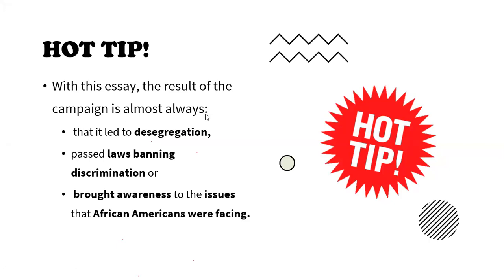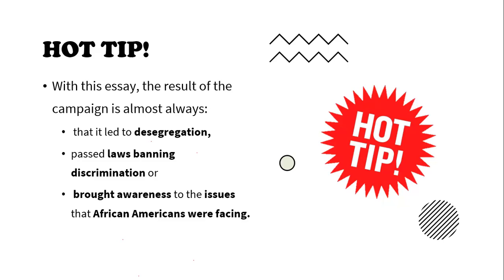All right, so the hot tip for this essay is that the result of the campaign. So remember I said you always have to discuss the aim, you have to discuss what happened and what is the result. So the result, the nice part is, it's always desegregation. So what's the result of the sit-ins? Lunch counters were desegregated. What's the result of the freedom rides? Interstate buses were desegregated.